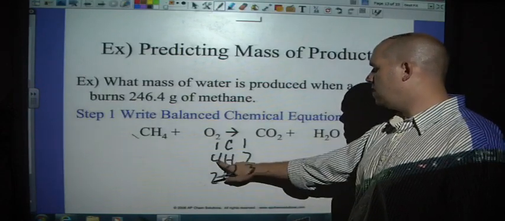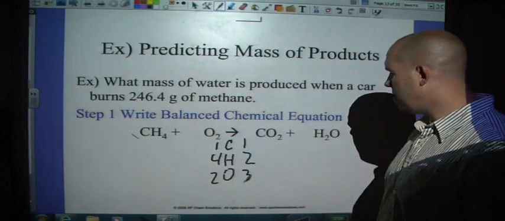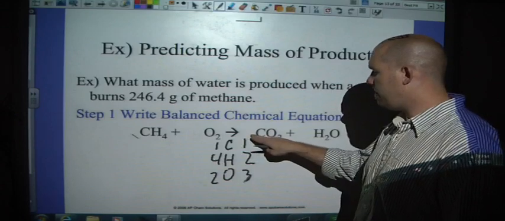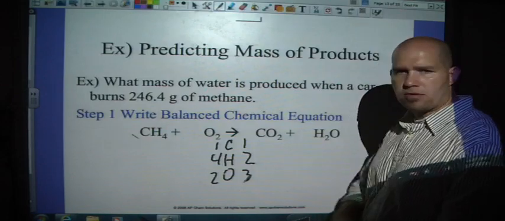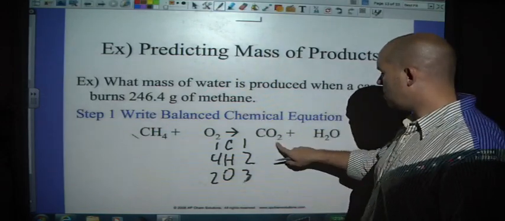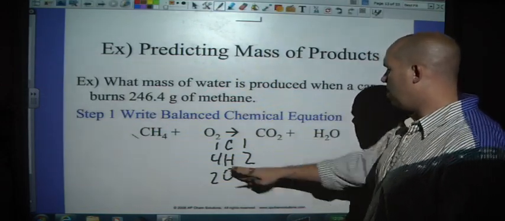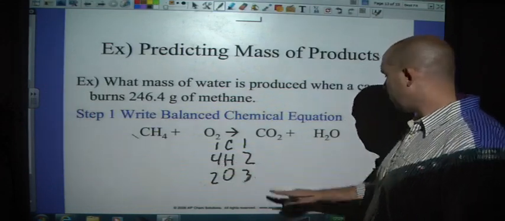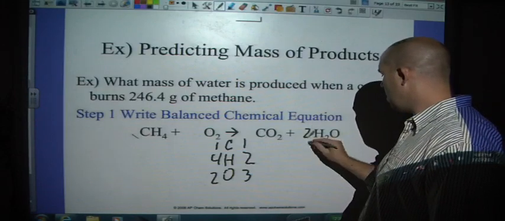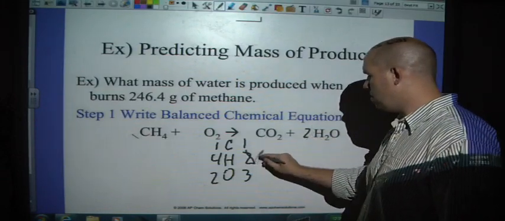Okay, now we come to our hydrogens, 4 to 2. So something needs to be done. All we can change is our coefficients. This is a subscript. You cannot change a subscript. Okay, you change a subscript, you totally change it. So we can only change the number in front here. We have 4, we need 2. Well, if we multiply this by 2, we would end up with 4. So we just put a 2 here. 2 times 2 equals 4.